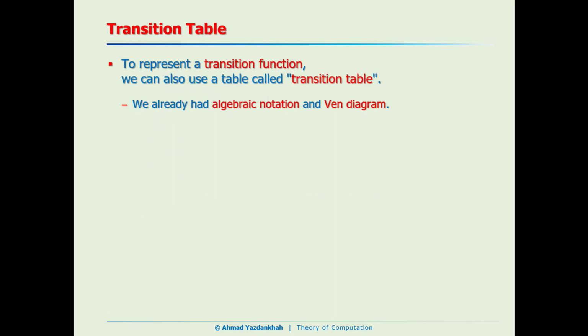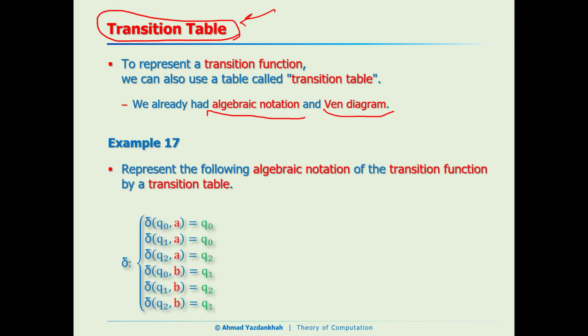Now let's talk about the transition table. So far, for representing the transition function, we mentioned two ways. One way was algebraic notation, another way was Venn diagram. I want to say in this slide that we have a third method to represent the transition function, and that's using the transition table. Let me explain that with a simple example. So just look at this algebraic notation of a machine. That's the same machine that we have seen so far.